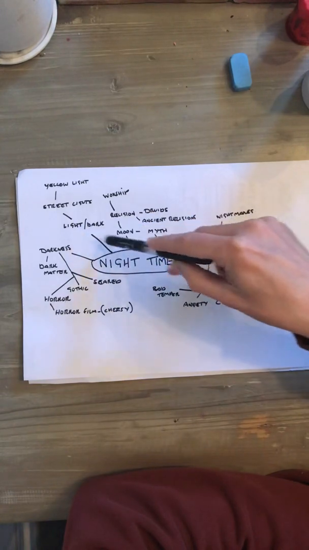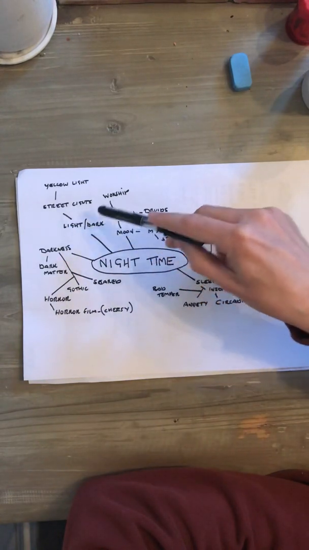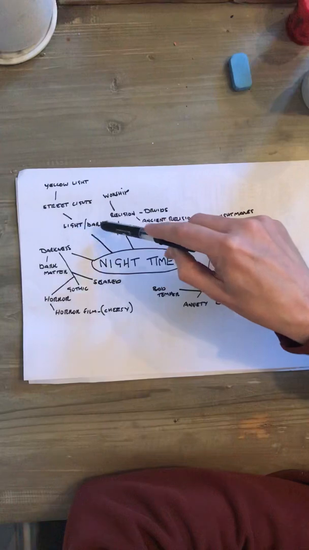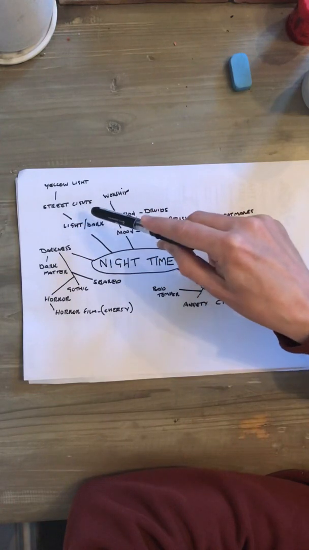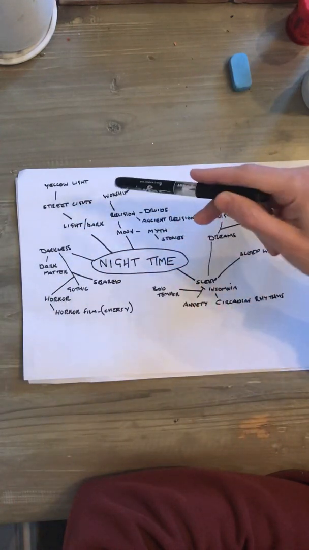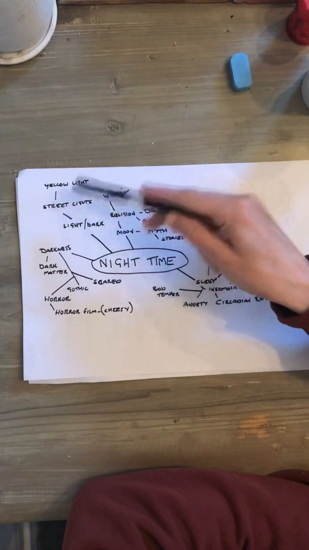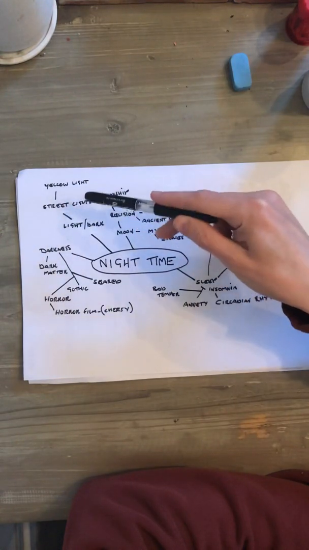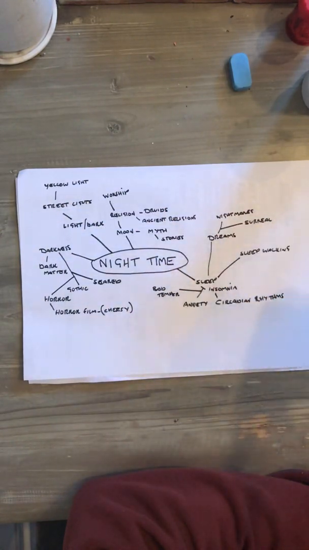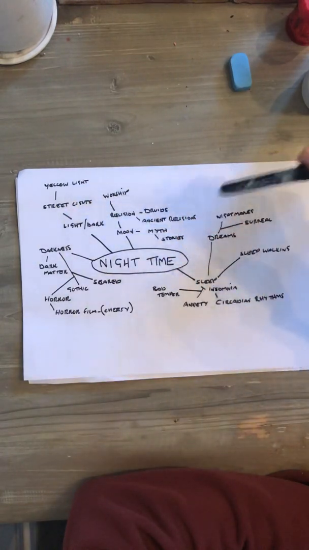From another thread, I've got night, dark, light and dark, and then street lights. So I'm making these connections. Then I was thinking, well, street lights, what does the city look like under street lights? Well, the light has a kind of yellowy tinge, so I put yellow light there.